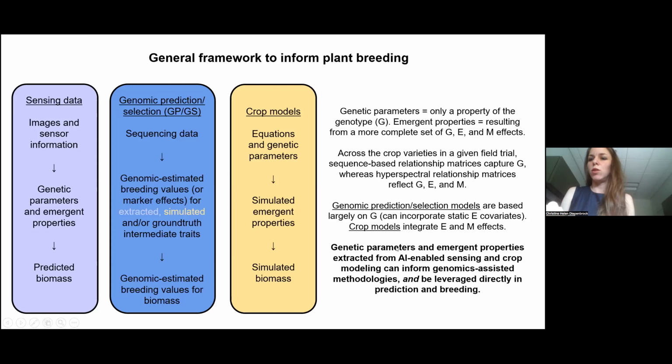A couple of notes that I've listed here. This is a thinking out loud, but has been a continuous set of considerations for us in this implementation. Again, I've mentioned these genetic parameters that would only, or at least largely, be a property of the genotype, whereas emergent properties would be emerging from a more complete set of these G, E, and M main interaction effects. Again, there's been great work by others, but in the case of genomic-based relationship matrices, those give us different sets of information than hyperspectral relationship matrices do.